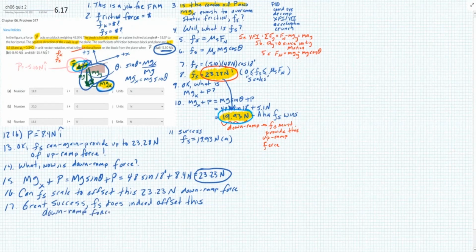All right, so the answer is F sub S equals 23.23. So again, this is the trickiness, or the challenge, with static friction. Static friction is scalable. It grows only to what it needs to be to keep everything motionless until you exceed its limits. And then here's the ultimate example.